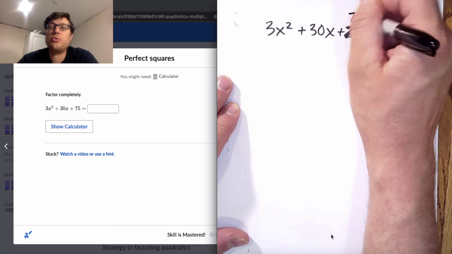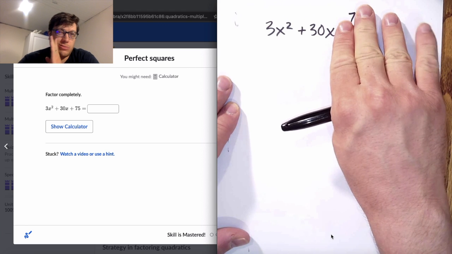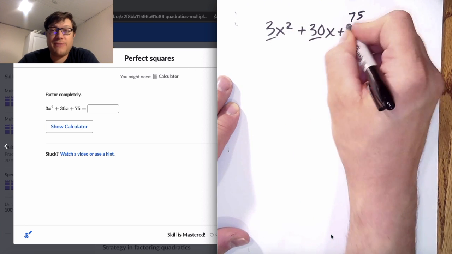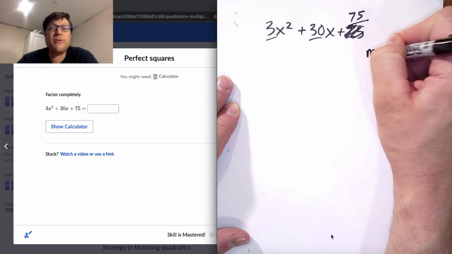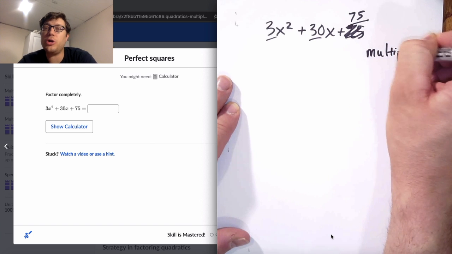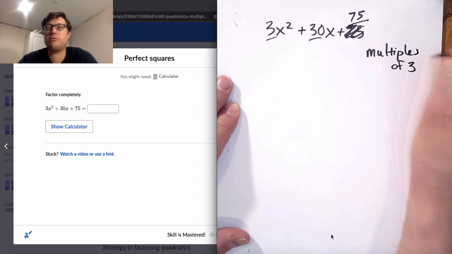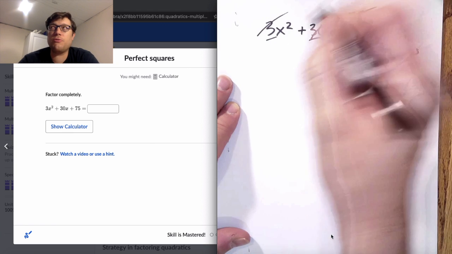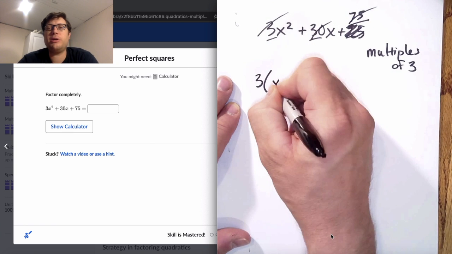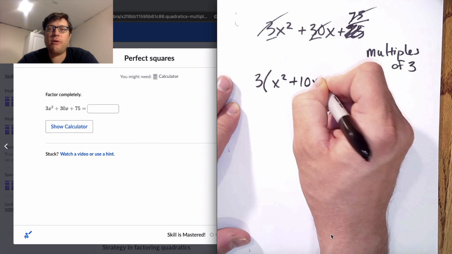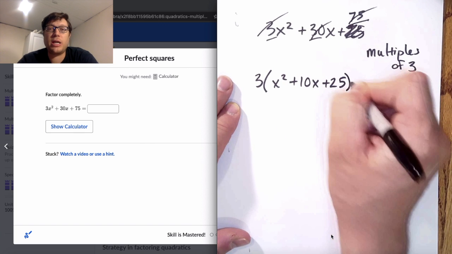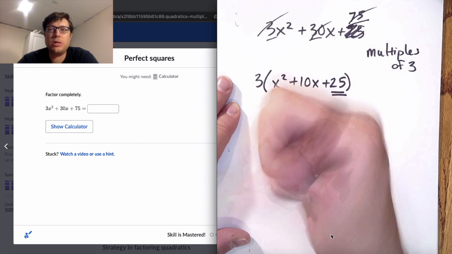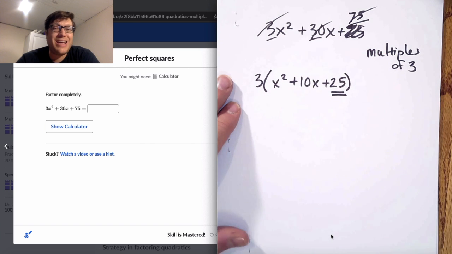Here I have an expression 3x squared plus 30x plus 75, not 25. But I'm going to first of all start by noticing that 3, 30, and 75, they're all multiples of 3. So that's the first thing we should do: look for a common number that we can factor or divide out of that expression, 3x squared, etc. That leaves us with x squared plus 10x plus 25.